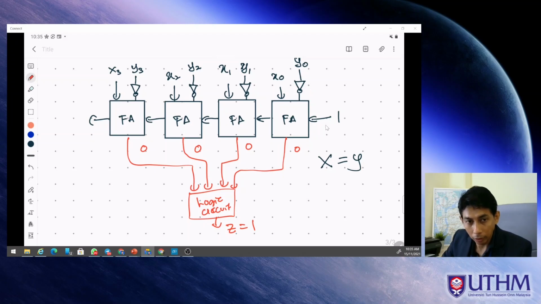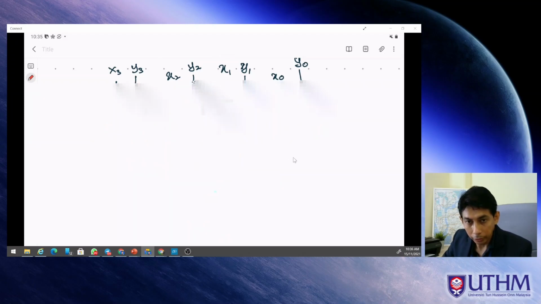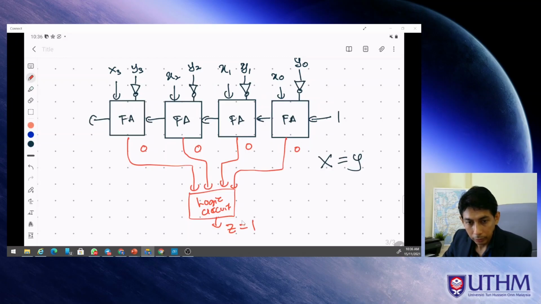Means that whenever all of these outputs are equal to 0, then this Z equal to 1. Means that we know exactly that x and y are equal, because when we do the subtraction, the result here is 0, 0, 0, 0. This only means that x equal to y. But what is the circuit that we need to use in order to have Z equal to 1 when all of these are 0? Which is actually easy.